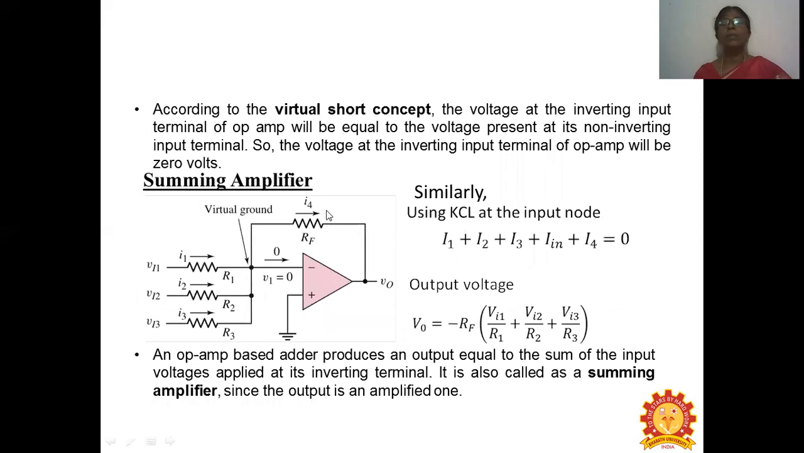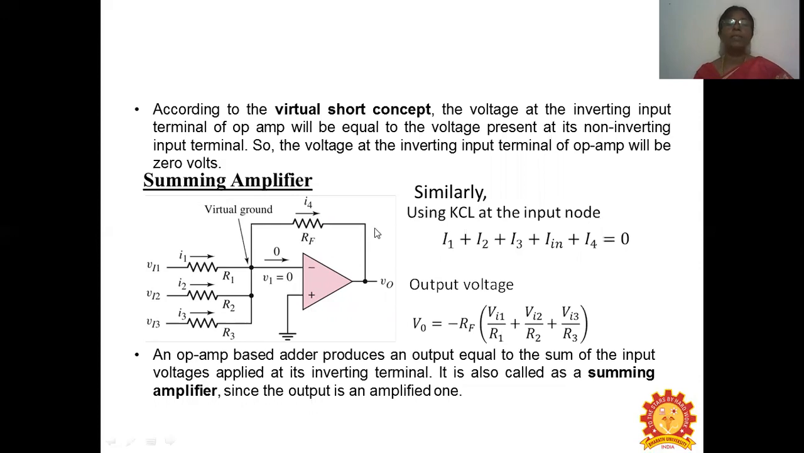So according to the virtual ground concept, the voltage at the inverting terminal of the operational amplifier is equal to the voltage present at its non-inverting terminal. So the voltage at the inverting input terminal of the operational amplifier will be equal to 0 volts.